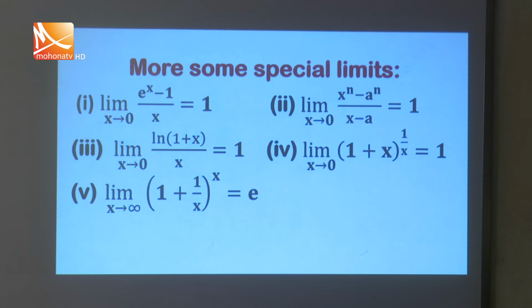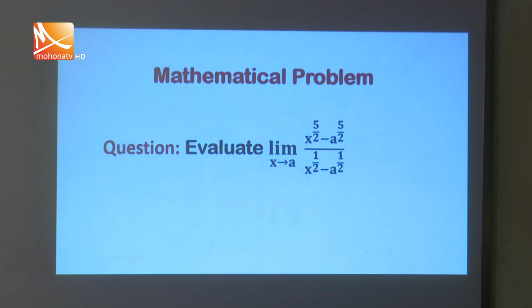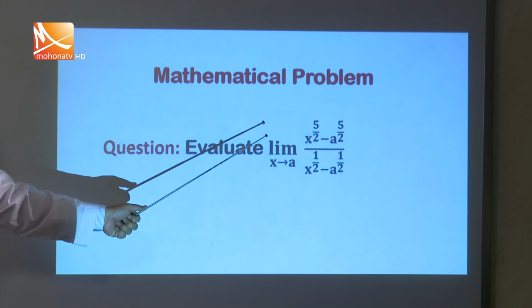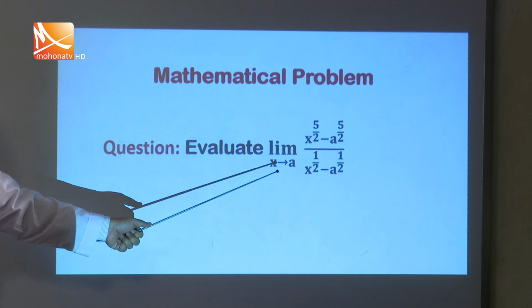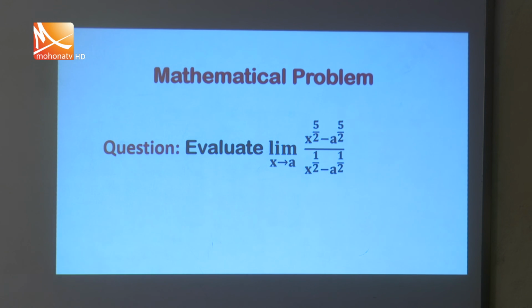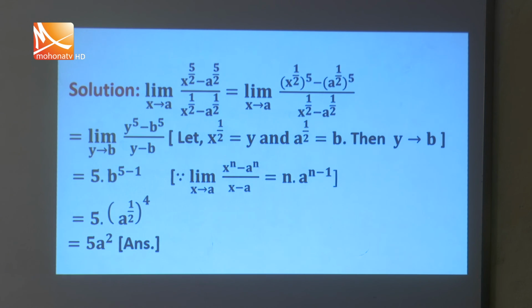Next, we would like to see a mathematical example. Evaluate limit x tends to a of (x to the power 5 by 2 minus a to the power 5 by 2) by (x to the power half minus a to the power half). You just see the solution.